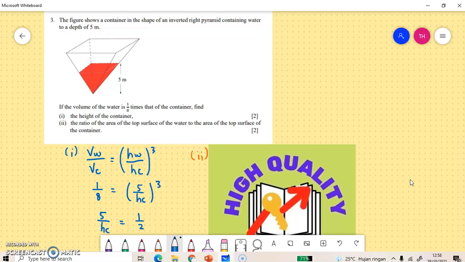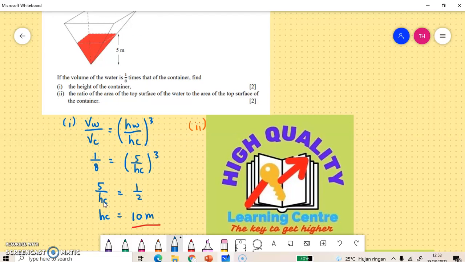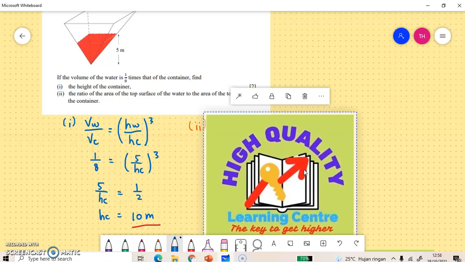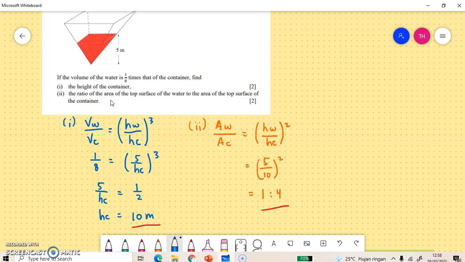So how to find the height of the container? Just here 1/8. We take the cube root of the 1/8, which is half here. And then we multiply it. 5 multiplied by 2 equals the height of container. It is 10 meters.